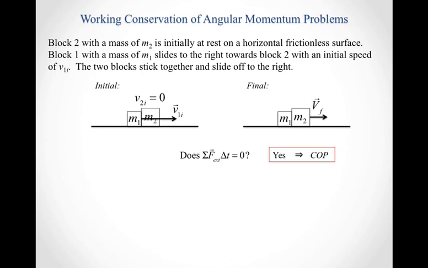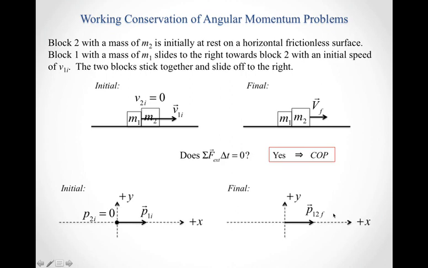Well, to do that, I want to start by drawing some linear momentum vectors. So I'm going to draw the two initial linear momentum vectors, one for each piece of my system. So block 2 is just sitting there. Its initial linear momentum is 0. Block 1 is moving to the right, so its initial linear momentum points to the right. Afterwards, basically I have a single object, because now blocks 1 and 2 are stuck together, and so I've got a single linear momentum vector that points off to the right.